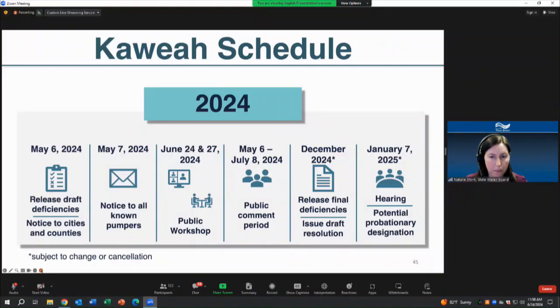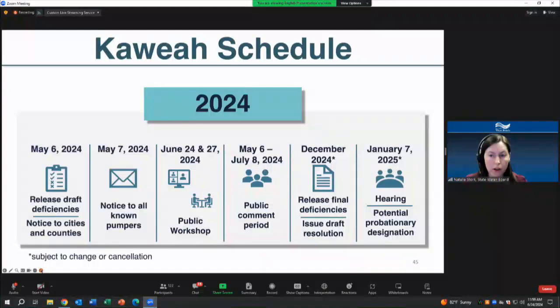Here's the schedule. On May 6th, we released the draft staff report and issued the hearing notice to cities, counties, our mailing list, and the Department of Water Resources. On May 7th, we mailed the notice to all known pumpers. Our public comment period runs from May 6th to July 8th. Today is our first stakeholder meeting, and we are holding our second stakeholder meeting in Visalia on June 27th, this Thursday.